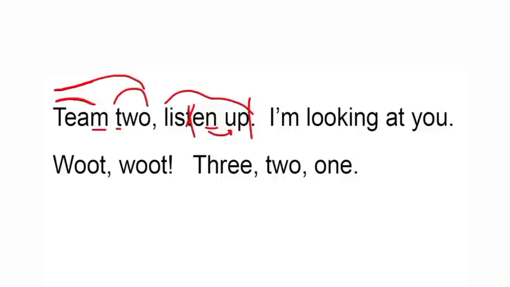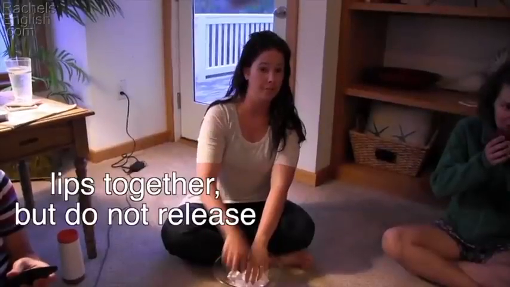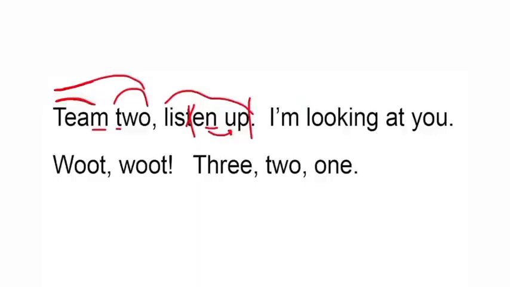This is fairly normal. It's fairly common to drop the release part of a stop consonant when it comes at the end of a thought group. Listen up. You can see my lips come together. Listen up. That gives the idea of the P, and then that's it. I move on to my next phrase.